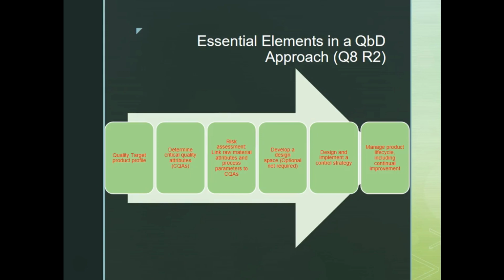Then your risk assessment. So you need to link your raw material attributes and your process parameters to your critical quality attributes. Some of the materials that fall under this particular heading would be things like the starting materials, raw materials, reagents, solvents, intermediates, APIs, and also your packaging and labeling materials. So we look at the attributes.